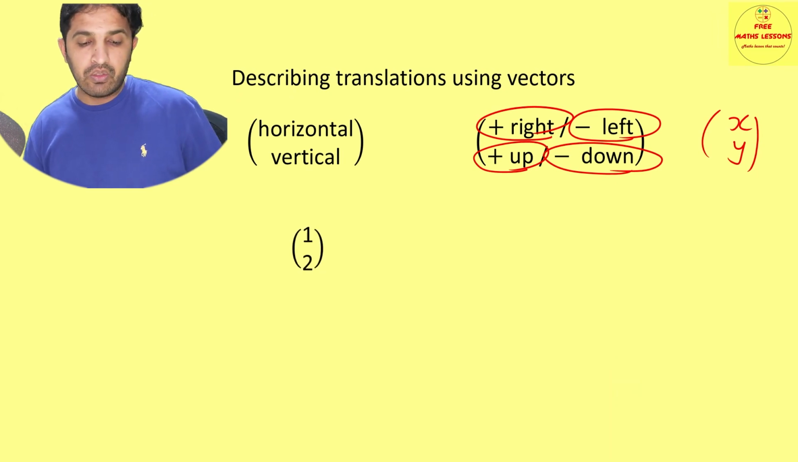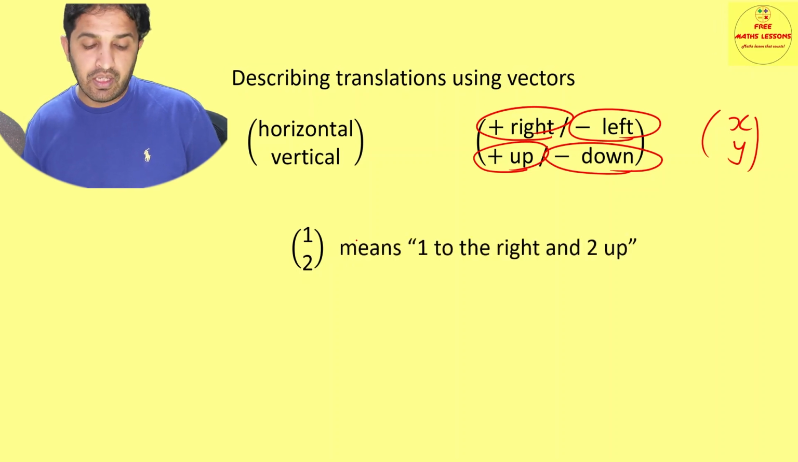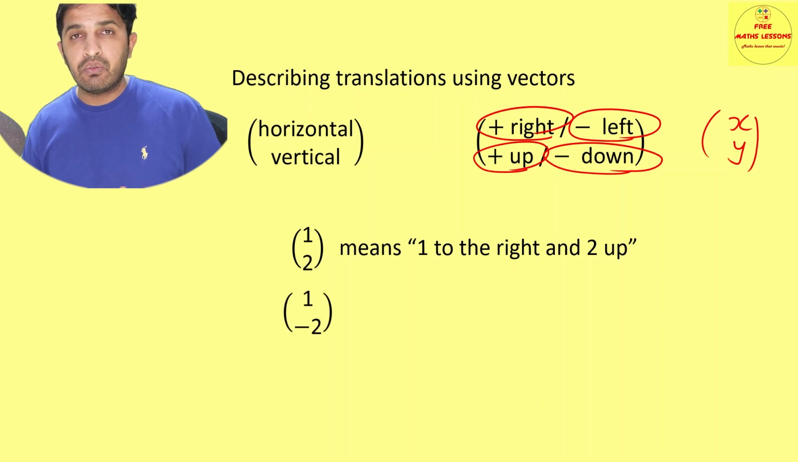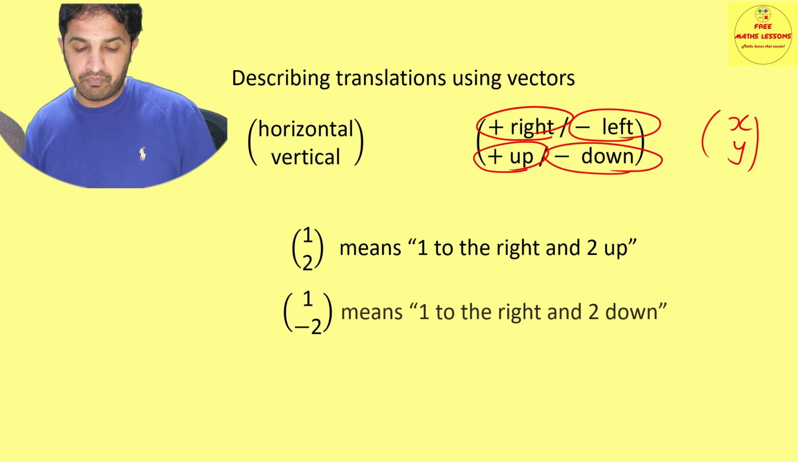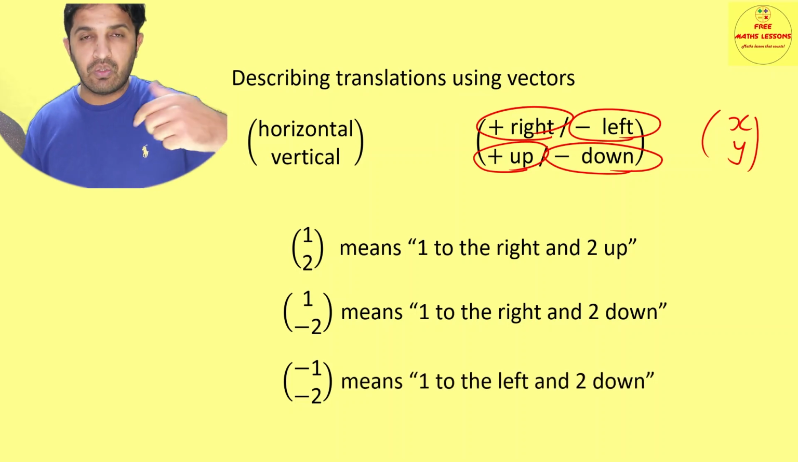So what does that (1, 2) mean? That means 1 is the horizontal distance and 2 is the vertical distance. So 1 in the positive x direction, so 1 to the right and 2 up. What does (1, -2) mean? It means 1 to the right and 2 down. What does (-1, -2) mean? It means 1 to the left and 2 down.